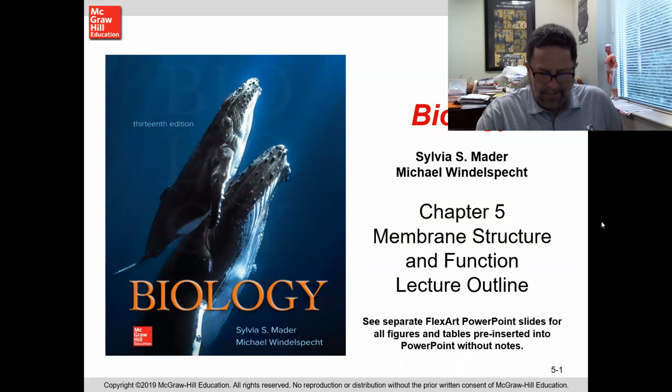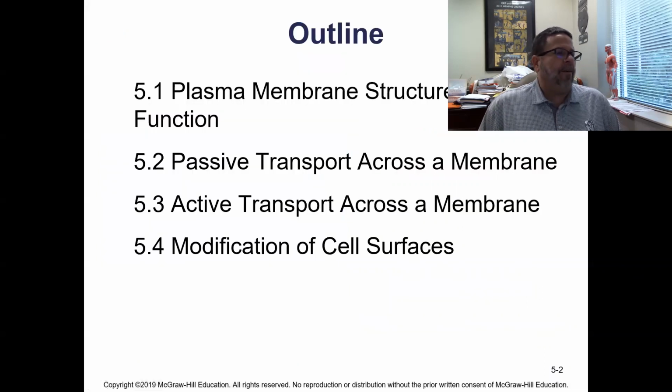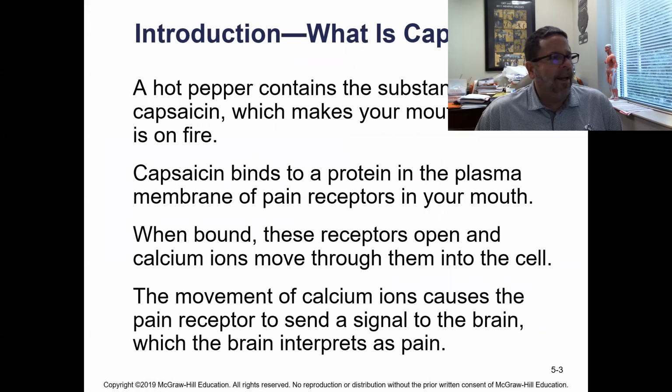Okay, so chapter 5 is actually not a really bad chapter, over cell membrane structure and function. It shouldn't be too terribly difficult to go through. It's going to talk about the structure of the cell membrane and then how we get things in and out of the cell. So we're going to try to roll through this one pretty fast.